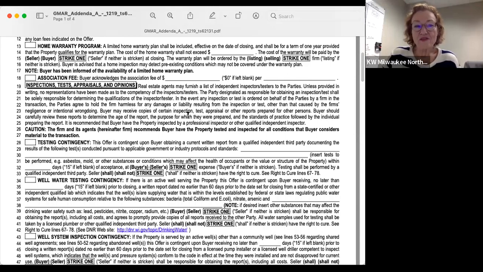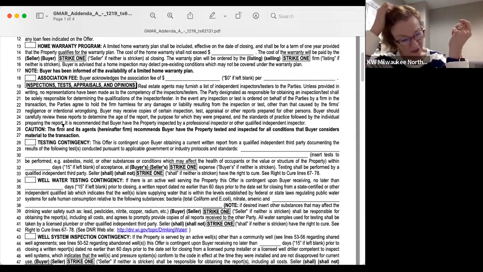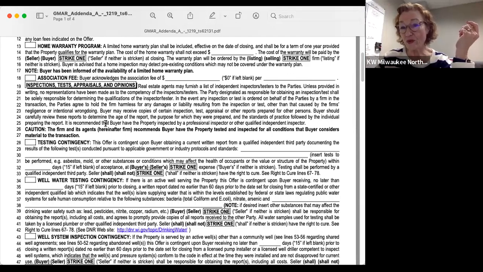Buyer may receive copies of certain inspection, test, appraisal, or other reports prepared for other persons. Buyers should carefully review these points to determine the age of the report. Very important, it can be really outdated. The purpose for which they were prepared, the standards of practice followed by the individual preparing the report. So what they're saying is you can ask for old inspections, you can ask for old reports that the seller may have, but take those with a grain of salt. They may not be currently relevant. It is recommended that the buyer have the property inspected by a personal inspector and other qualified independent inspectors.